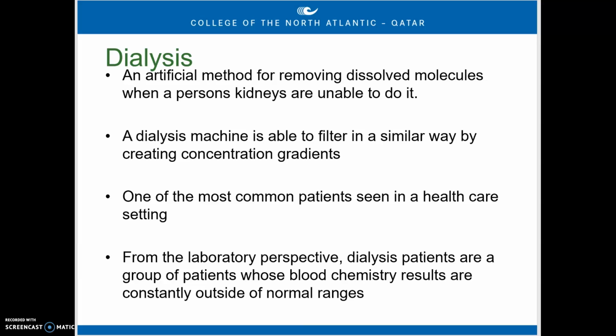And from a laboratory perspective, a dialysis patient is somebody who goes to the doctor and consistently has abnormal readings from their urine samples or from their blood samples. So their blood chemistry is consistently abnormal, and in order to fix that, we'll use dialysis in order to properly filter the blood so that these blood components go back to a normal state.